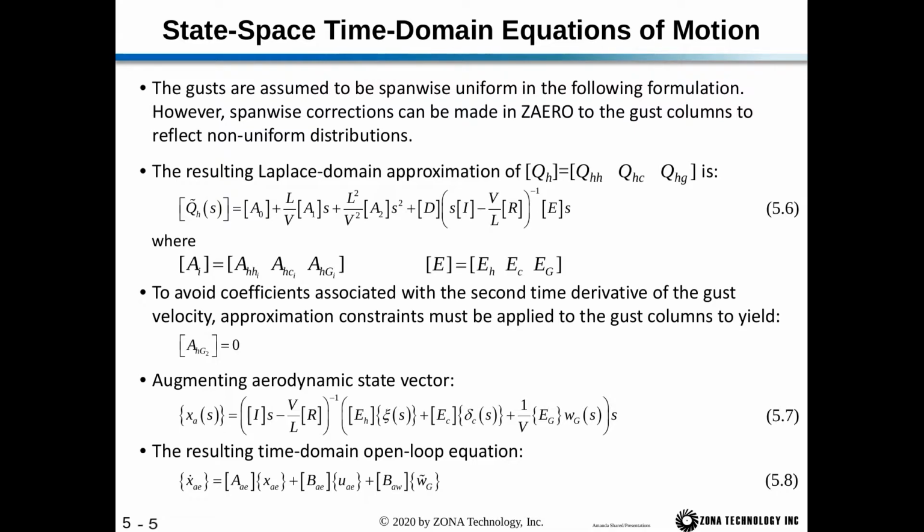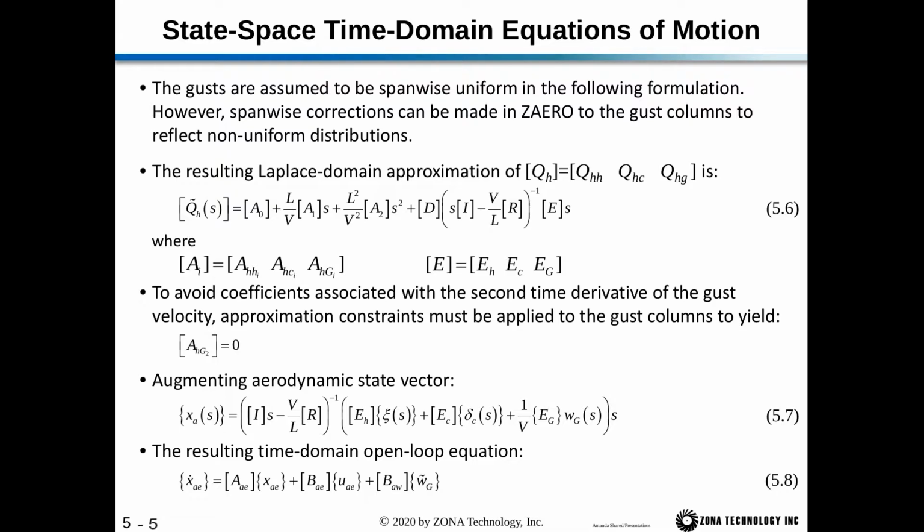So our QH tilde of S, the approximated QH, is given by this equation 5.6, which we've seen before in previous sections. But now our A0, A1, and A2 matrices and our E matrix have this additional term associated with the gust aerodynamics, AHG1 and EG. Now, to avoid coefficients associated with the second time derivative of the gust velocity, approximation constraints must be applied to the gust columns to yield AHG2 equals 0.